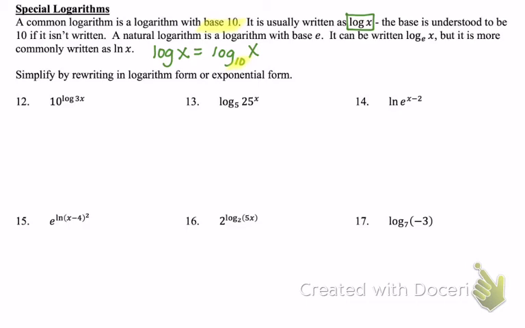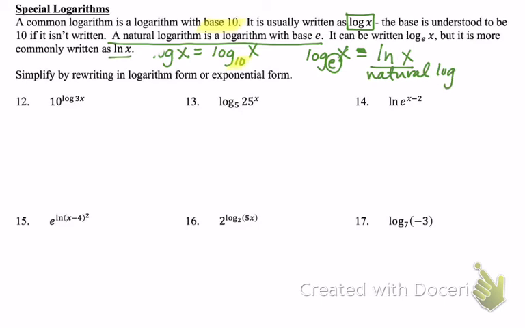A natural log, so that we talked about earlier, a natural logarithm is a log with a base of e. So log base e of x is the same thing as saying ln of x, natural log. So anything with a base of e, it's called a natural log. It's more commonly used as ln of x. So these two things you want to know. And a common base is 10. Anything with a base of e is the natural log.